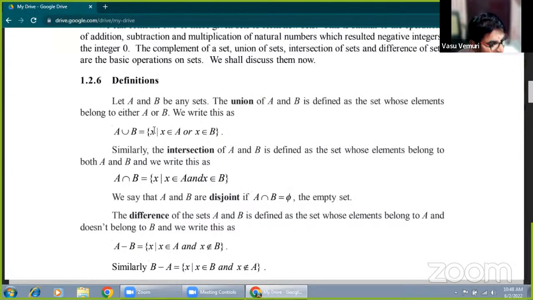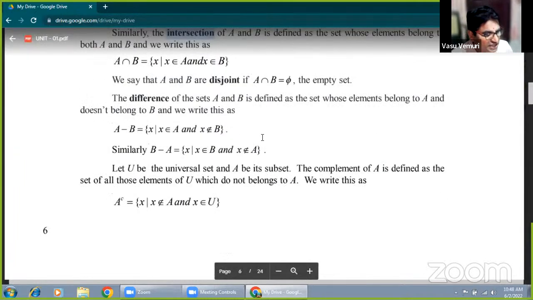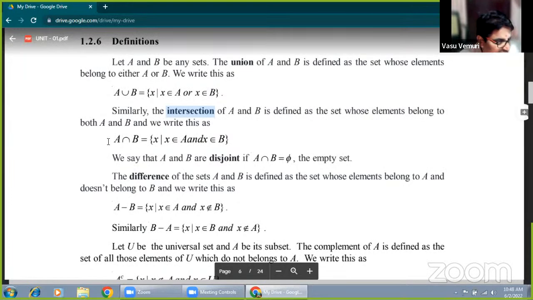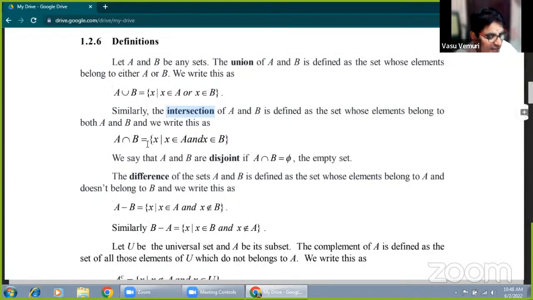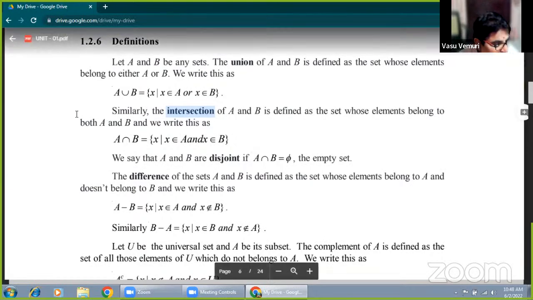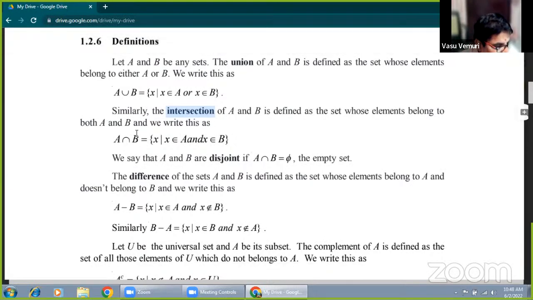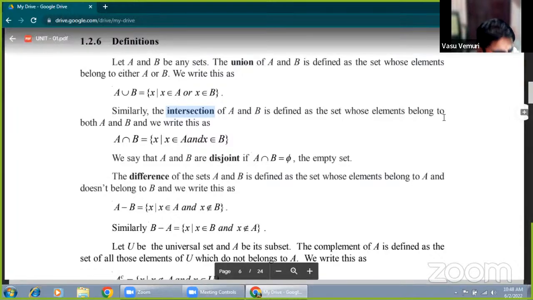Suppose x is one of the elements: that element is in A or that element is also in B. Now, what is the intersection? The common elements of A and B are called A intersection B, whose elements belong to both A and B. We write A intersection B to mean the common elements in both sets. Suppose A equals {1, 2, 3, 4} and B equals {2, 4}. What is A intersection B? It is 2 and 4. That is the roster form.